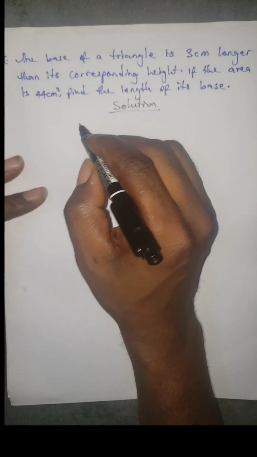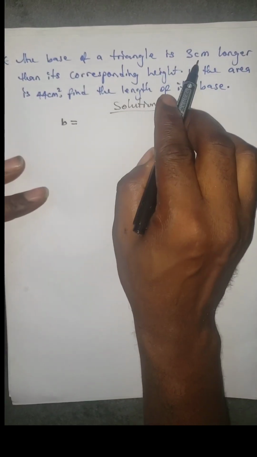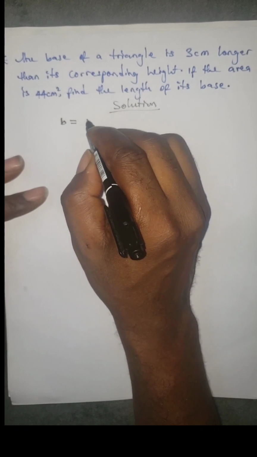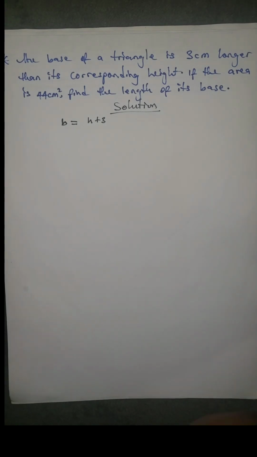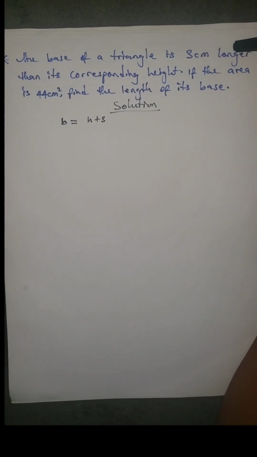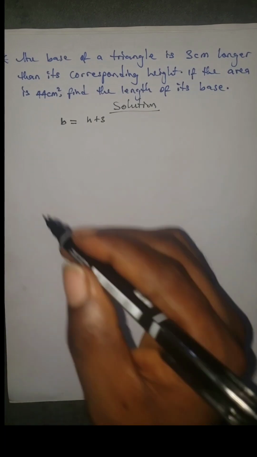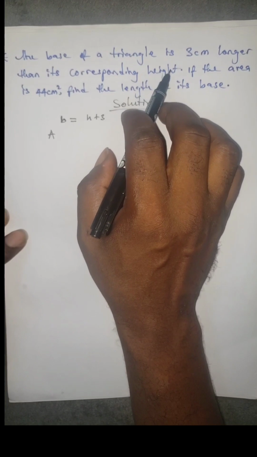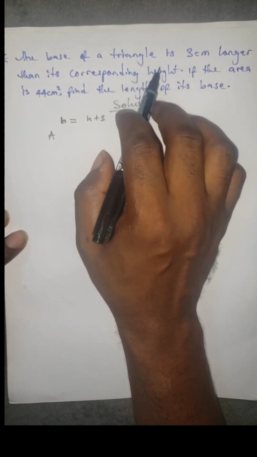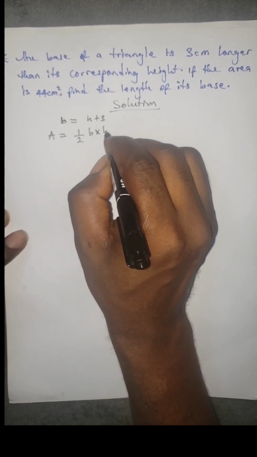So if we have the base of a triangle, what it's saying is that the base is 3 cm longer. That means the height plus 3 will give us the base. That's what they mean by 3 cm longer. So the base will give you the height plus 3 cm. Okay. Now the area of a triangle of this kind of variables given, which is the base and the height, is equals to 1/2 base times height.